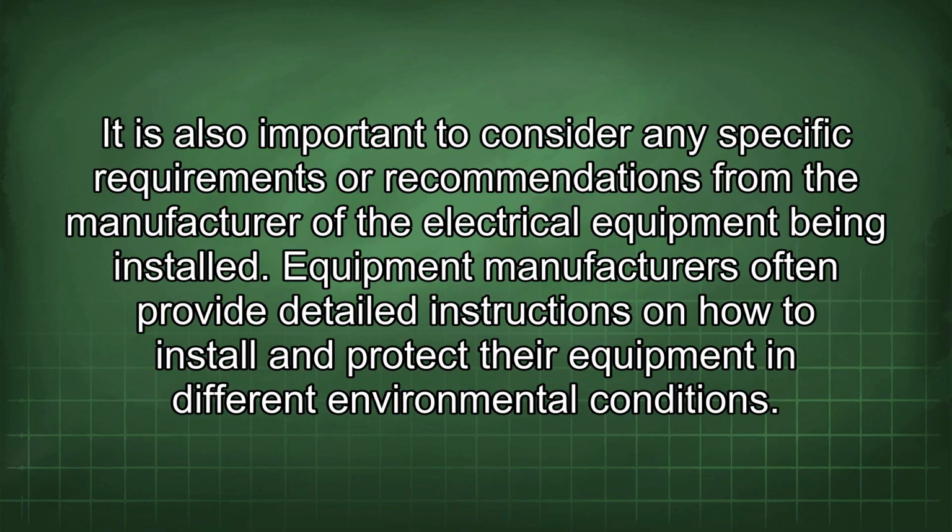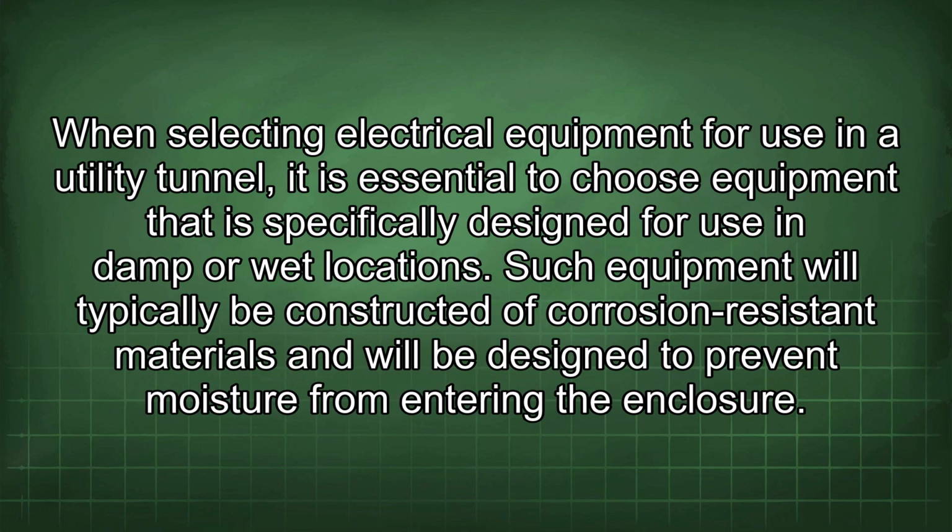It is also important to consider any specific requirements or recommendations from the manufacturer of the electrical equipment being installed. Equipment manufacturers often provide detailed instructions on how to install and protect their equipment in different environmental conditions. When selecting electrical equipment for use in a utility tunnel, it is essential to choose equipment that is specifically designed for use in damp or wet locations. Such equipment will typically be constructed of corrosion-resistant materials and will be designed to prevent moisture from entering the enclosure.